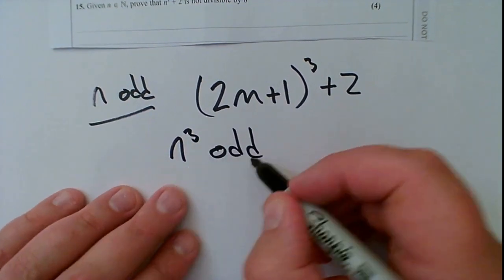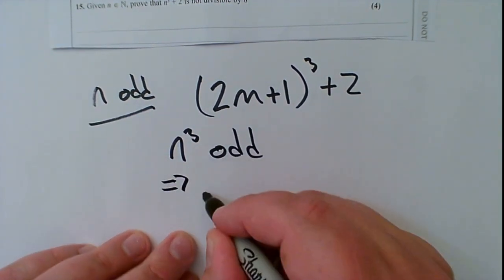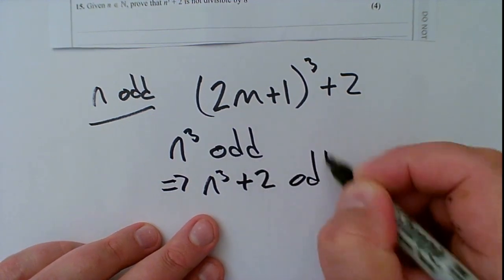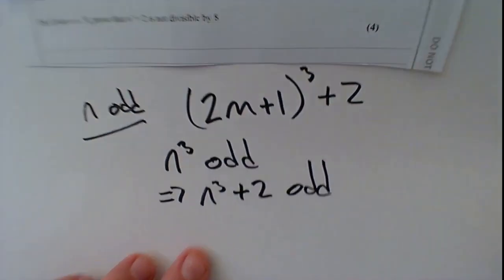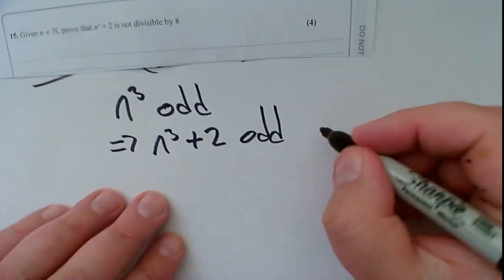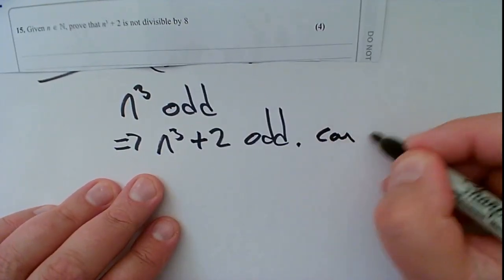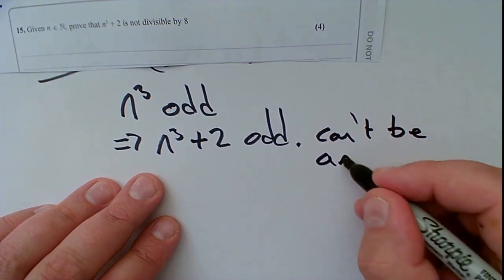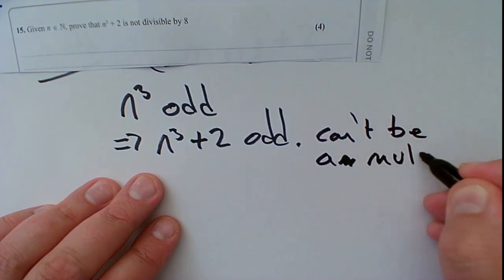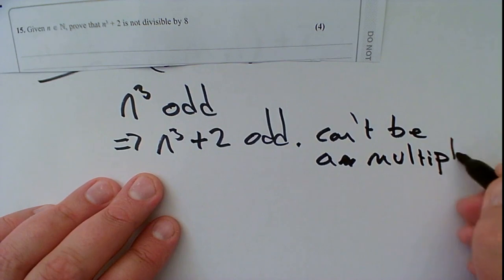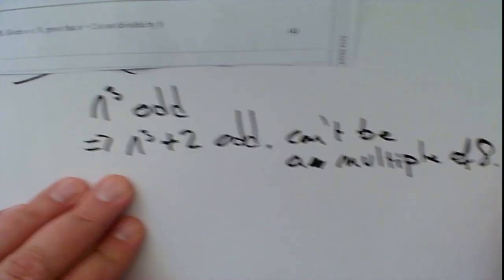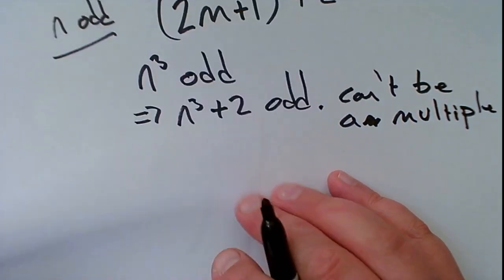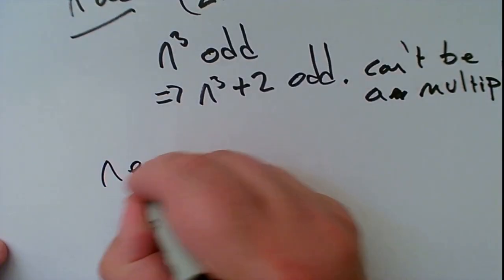If n cubed is odd, it also means that n cubed plus 2 is odd. And you can't have an odd number which is a multiple of 8. So it can't be a multiple of 8. Not possible.